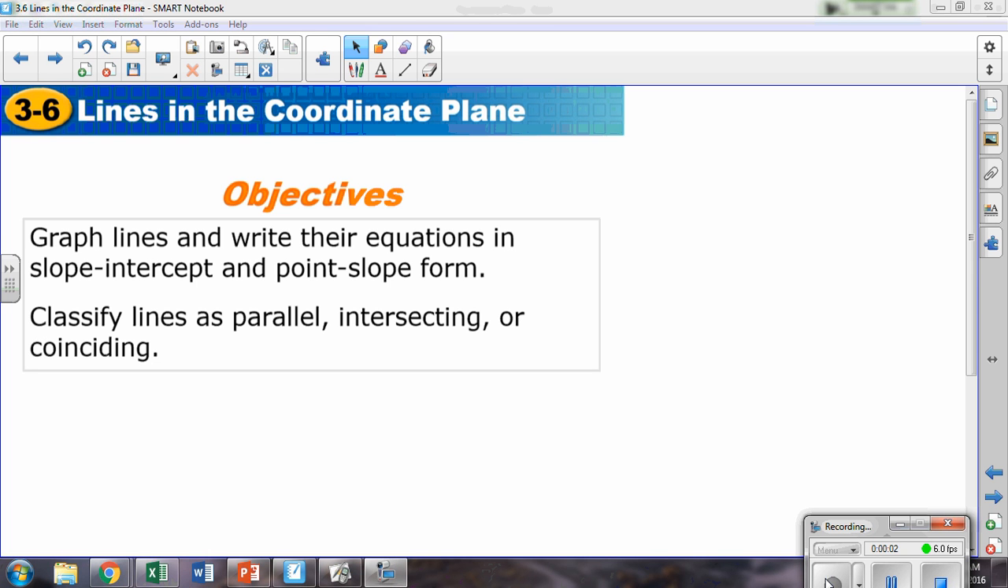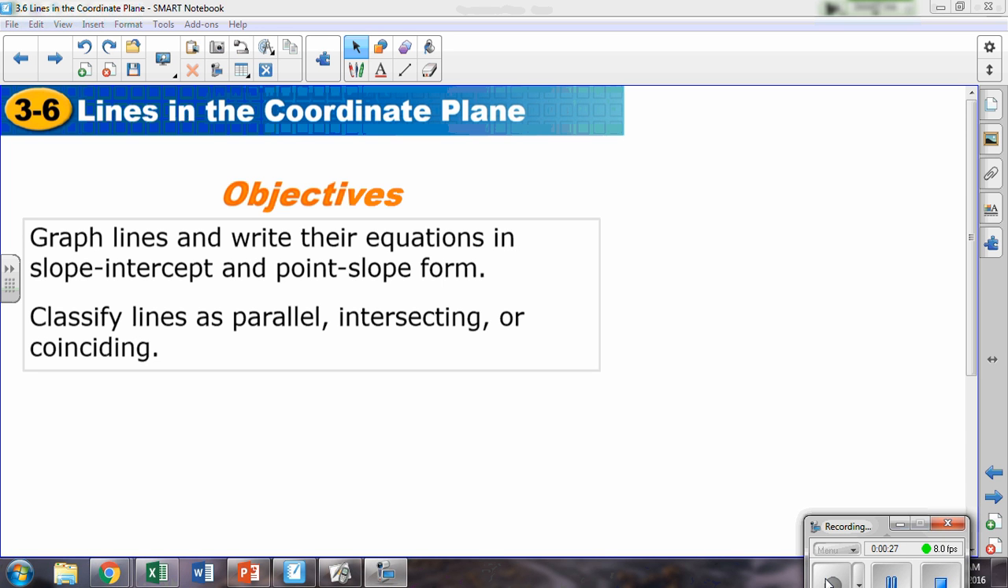In this lesson, we are going to discuss lines in the coordinate plane. In particular, we're looking at equations of lines and their effects with the coordinate plane. Two simple objectives. After we create the equation of a line, we want to be able to graph it. Whether that equation is point-slope form or slope-intercept form, we want to be able to graph lines.